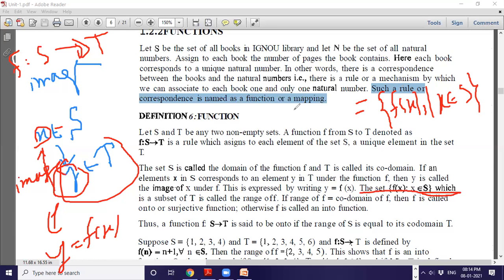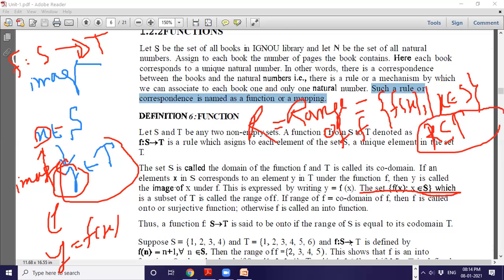Now, what will we call this? Range. Range of what? Range of our function f. And if I am representing it by R, of course it is very clear that R is a subset of T, because R has only those elements which are in T, right? So R is a subset of T. So range is a subset of T.